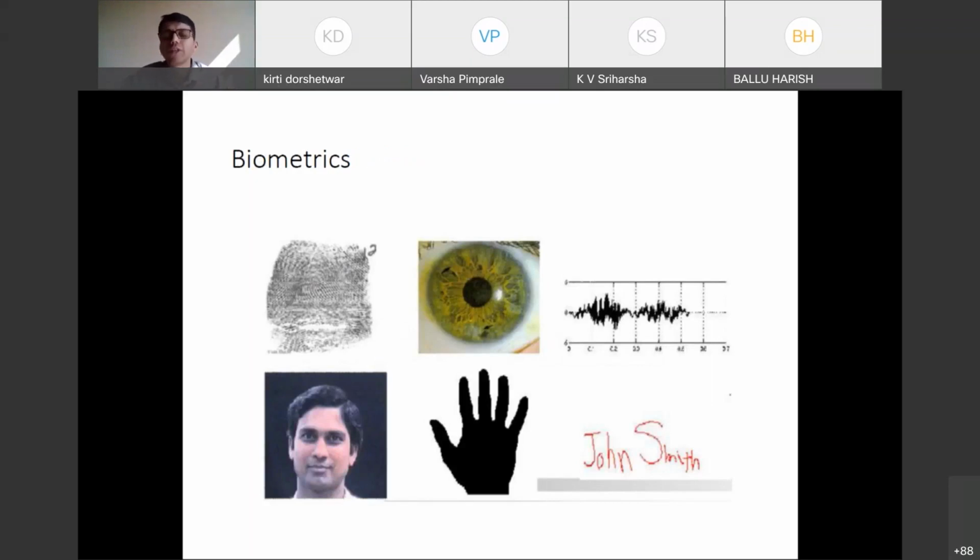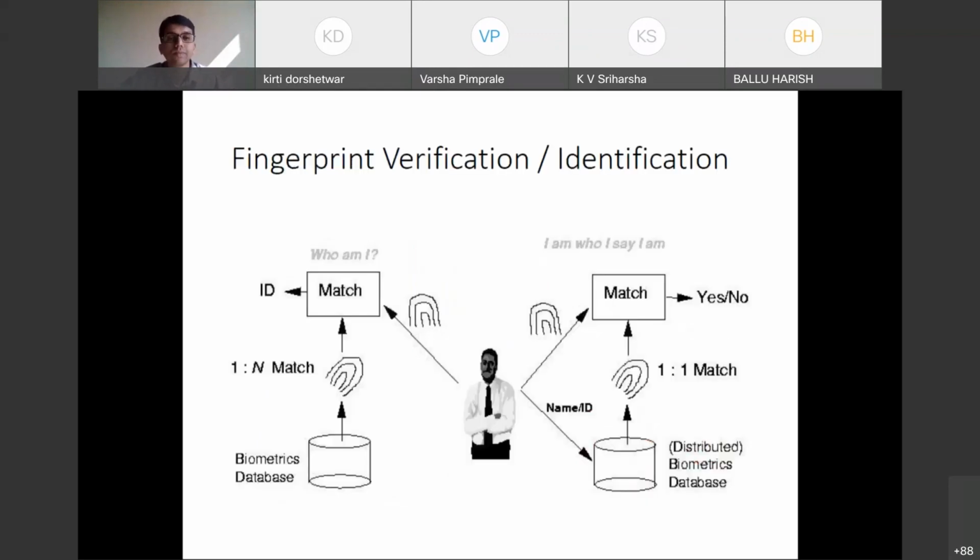So, n number of applications are there where you can use machine learning followed by artificial intelligence. So how does the basic fingerprint verification work? This is just one block I am doing.